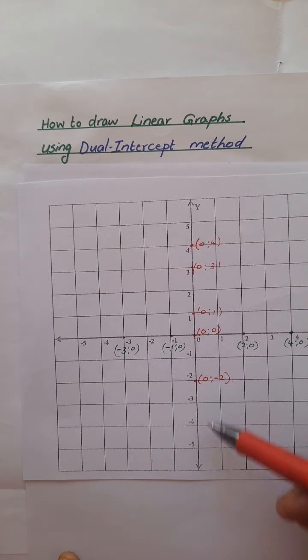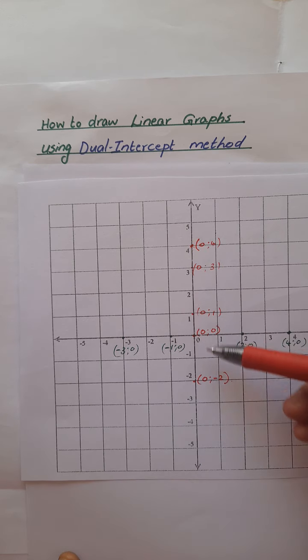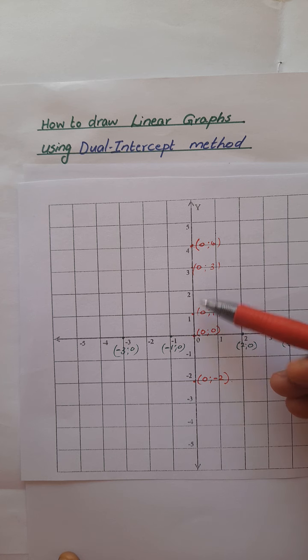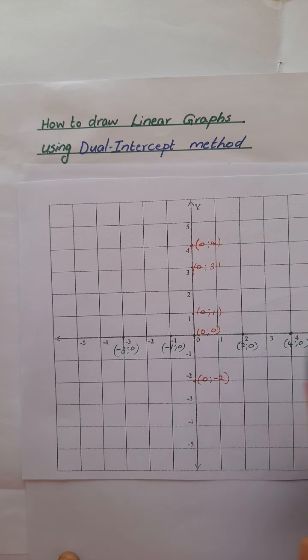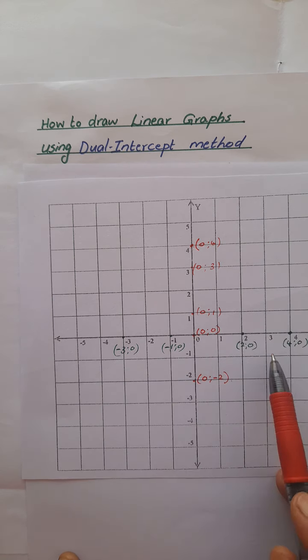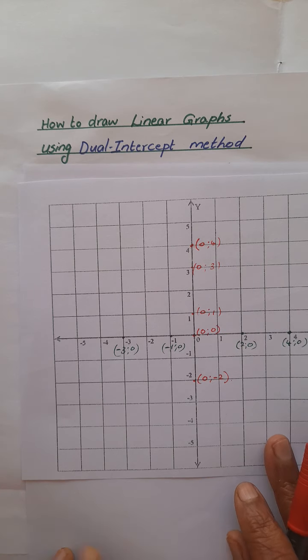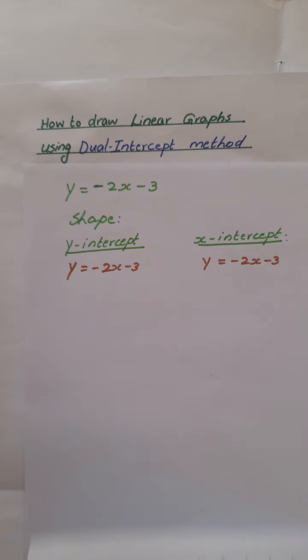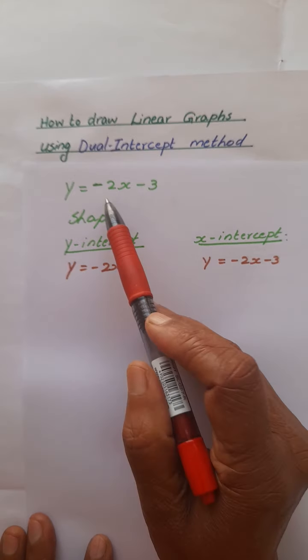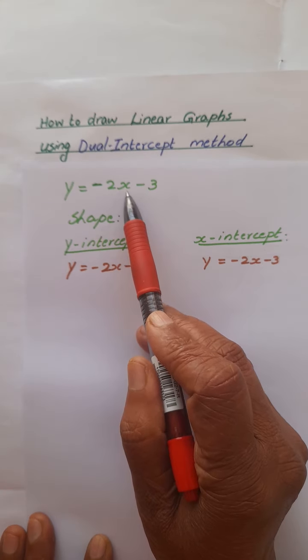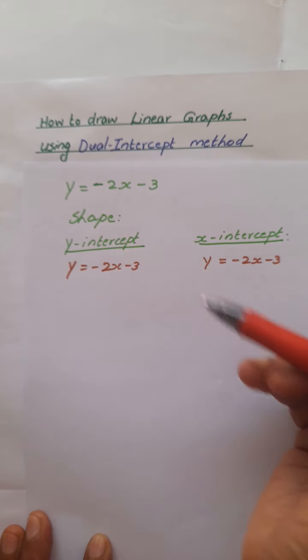So on the y-axis, all the x coordinates are 0, and on the x-axis, all the y coordinates are 0. Okay, keep that in mind, and then let's draw the graph of this equation: y is equal to negative 2x minus 3.